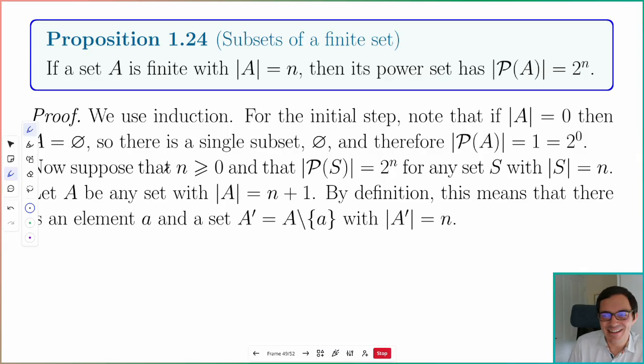So we use induction because we've set everything up to work perfectly with induction. That's the nice thing about the natural numbers. For the initial step, we note that if the size of A is 0, then it's the empty set. So there's a single subset.